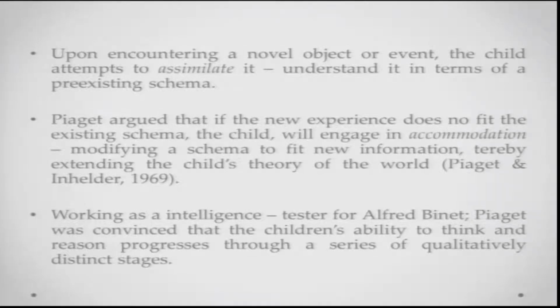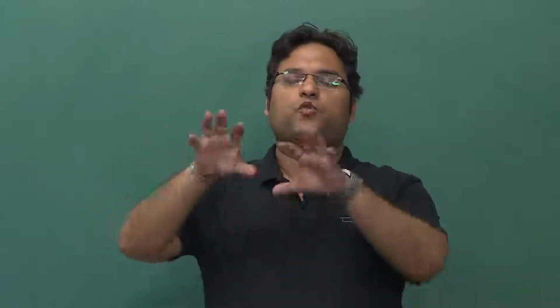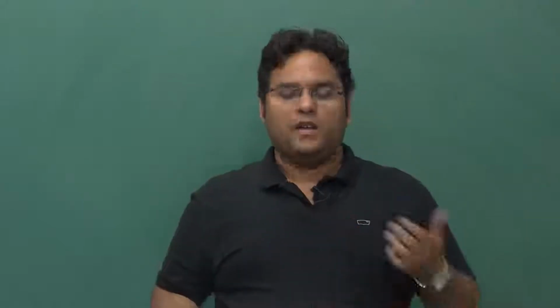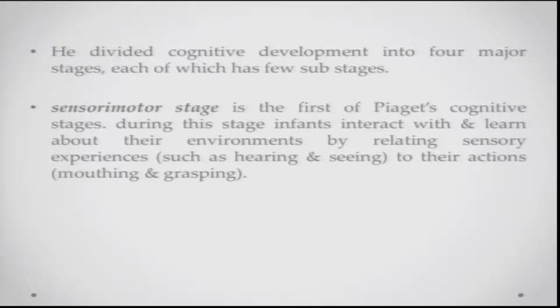He became convinced, during his experience as an intelligence tester, that children's ability to think and reason progresses through a series of qualitatively distinct stages. So he thought that cognitive development, this development of intelligence, goes through a variety of qualitatively distinct stages. In one stage something is happening, in the other one something else is happening, and so on. So he divided the cognitive development of the child into 4 major stages. I'll just talk to you briefly about what these stages are, and there could be some sub stages as well.